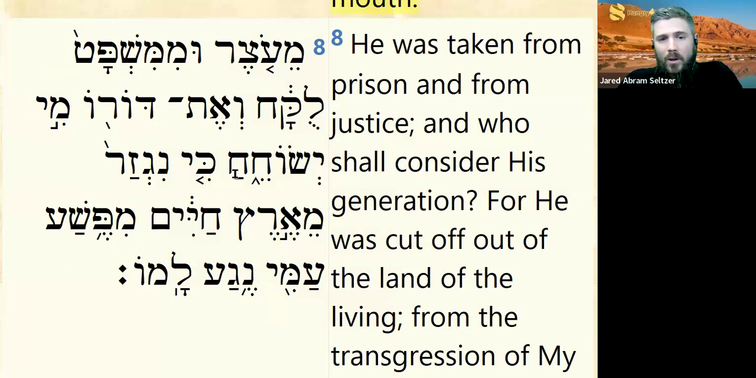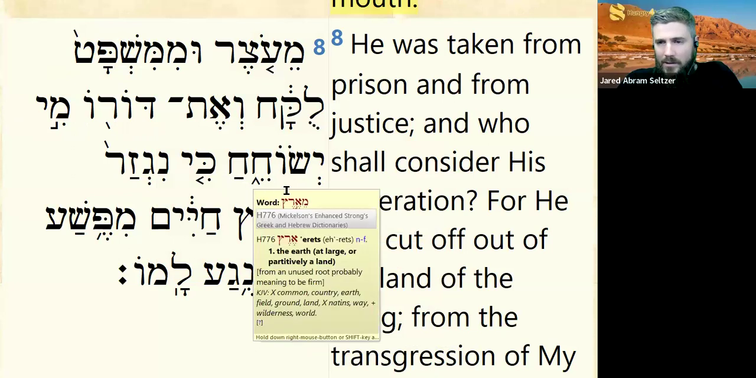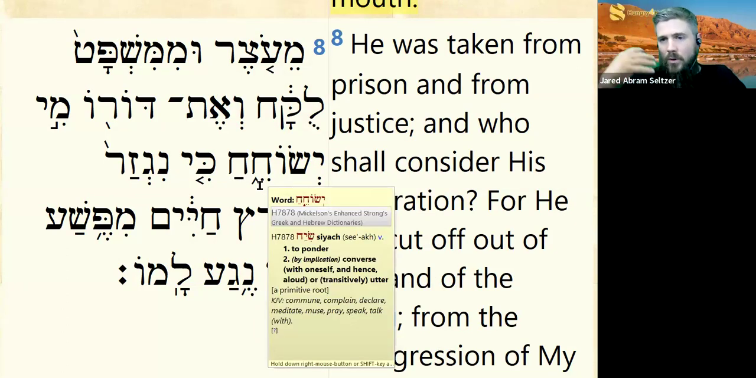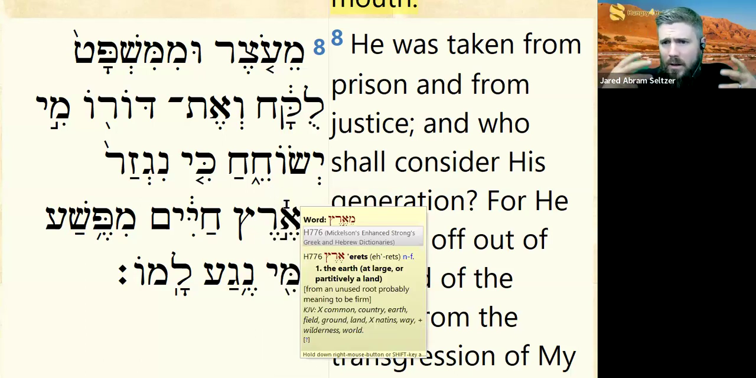Mi yisocheach. A sicha is in modern Hebrew a conversation, but socheach, like in the Psalms, is usually something like pouring out your heart kind of a conversation, not just like, hey, chat buddies, what's going on? So here, who can consider or discuss, or you might even consider using words like lament, because it's usually going to be some sort of agitated or frustrated conversation, like, oh man, what's going on?